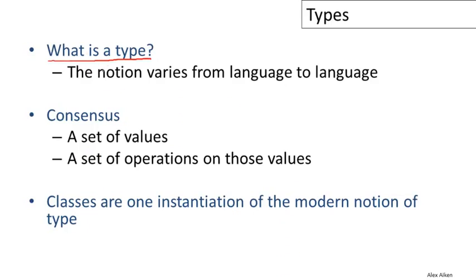And this question is worth asking because the notion of type, what a type is, does vary from programming language to programming language. Now, roughly speaking, the consensus is that a type is a set of values and also, perhaps more importantly, a set of operations that are defined on those values. So for example, if I look at the type of integers, there are some operations that you can do on integers. You can add and subtract integers, and you can compare integers, whether they're greater than or equal or less than.